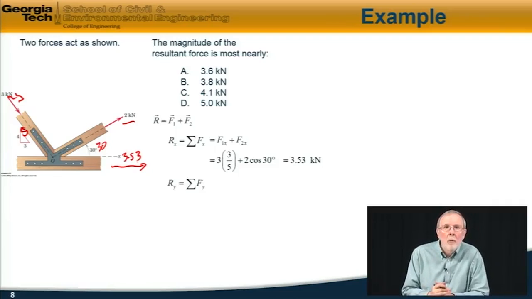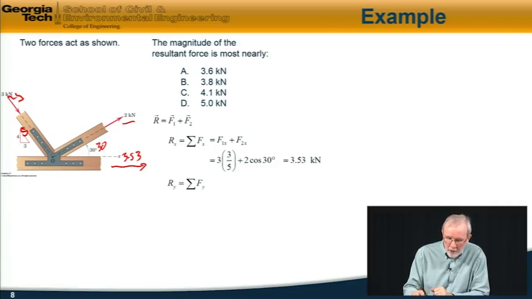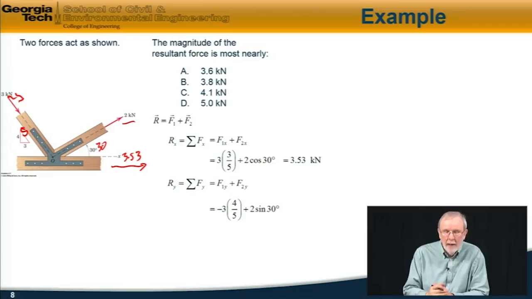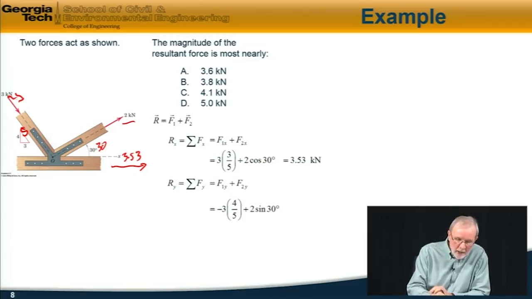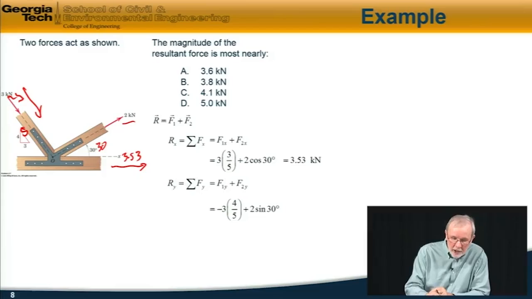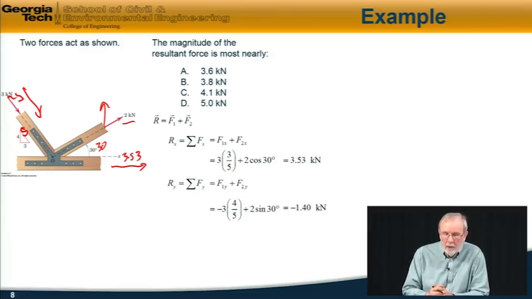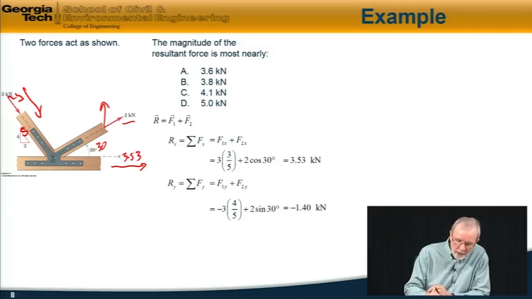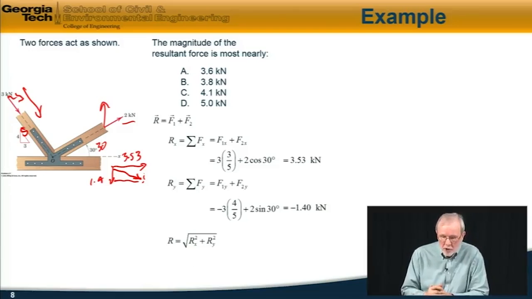The y component, Ry, is the summation of the y components, F1y plus F2y, which is equal to -3, because this force is in the downward, negative direction, times 4/5, plus, because this component is in the positive y direction, 2 times sine 30 degrees, which is equal to minus 1.40 kilonewtons, which is in this direction. So the resultant force here is right here. The resultant force, the square root of the sum of the squares of the components, is equal to 3.8 kilonewtons, and the best answer is B.